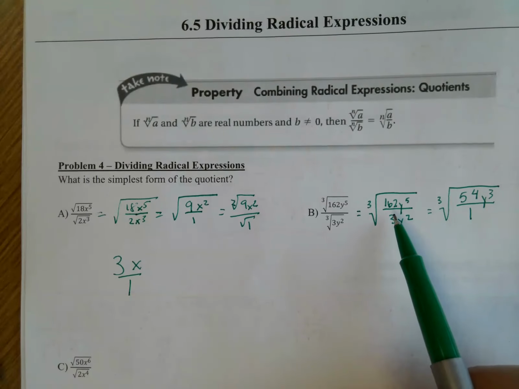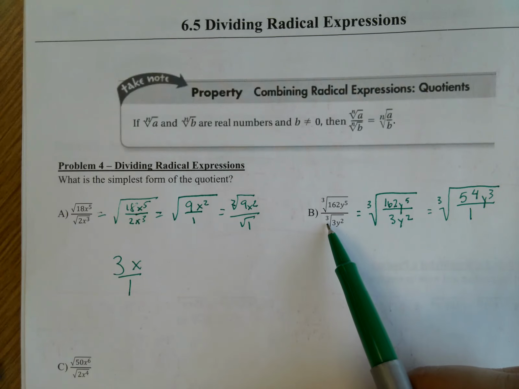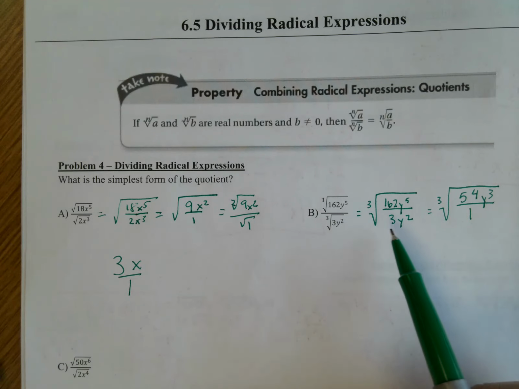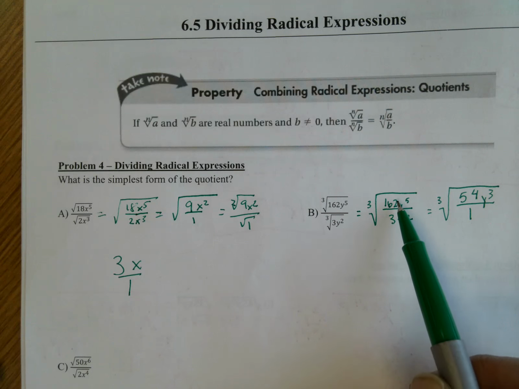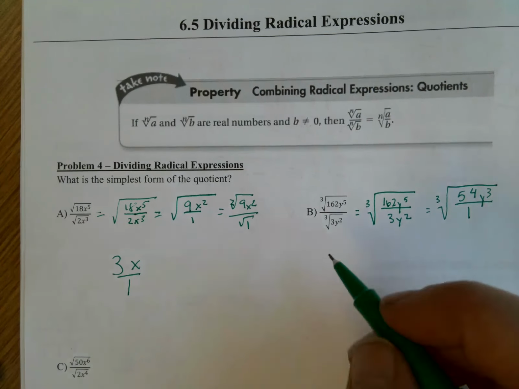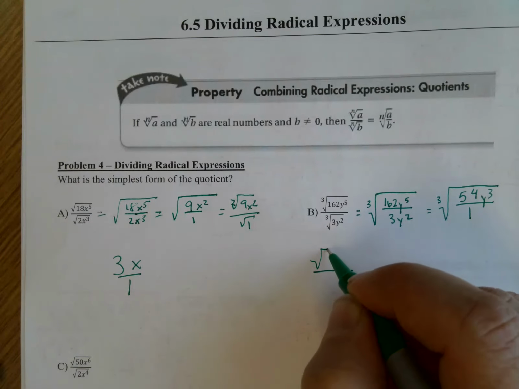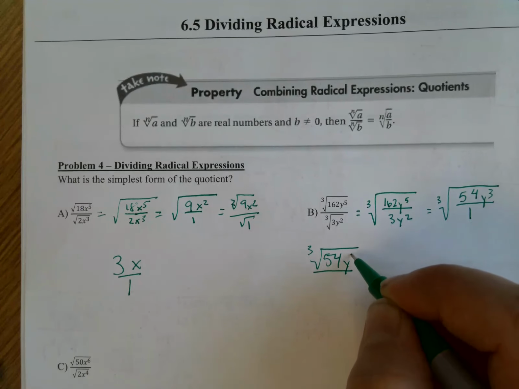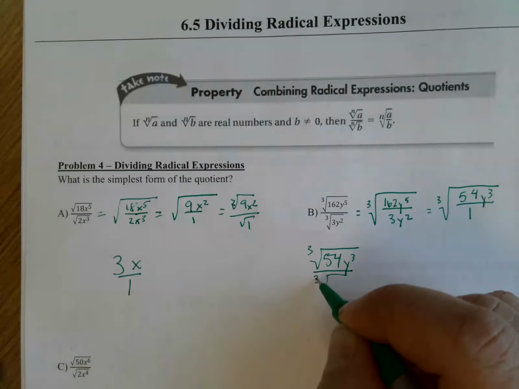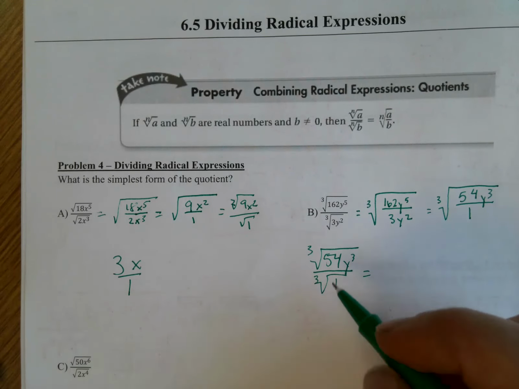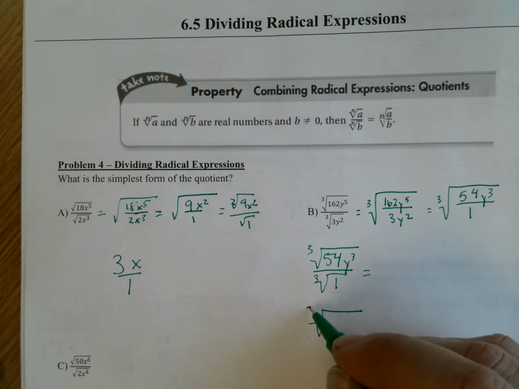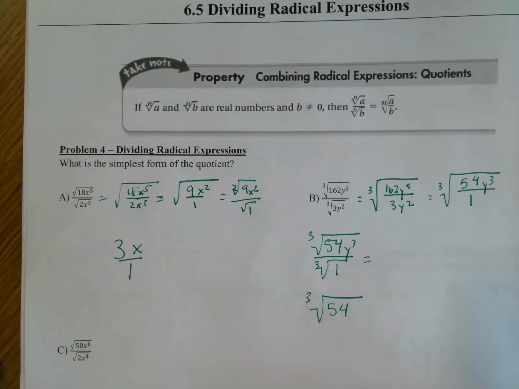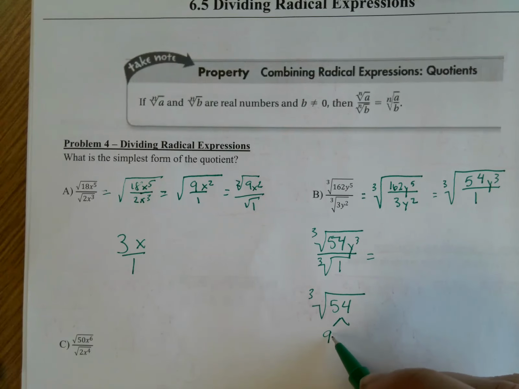So here again, I can simplify moving the radical over just the fraction. If I do 162 divided by 3, that's 54. So now I can rewrite this as the cubic root of 54, y to the third, over the cubic root of 1. So here, I'm going to have to see if I can simplify my cubic root of 54. So this would be the same thing as 6 times 9, 3 times 3. This is 3 times 2.